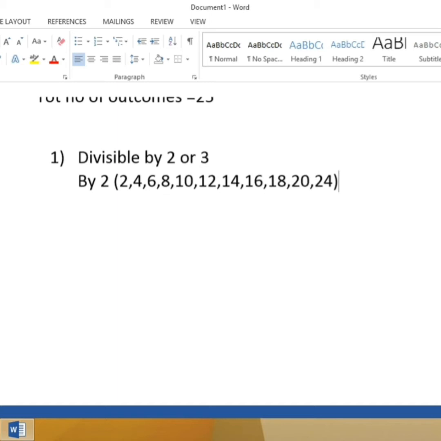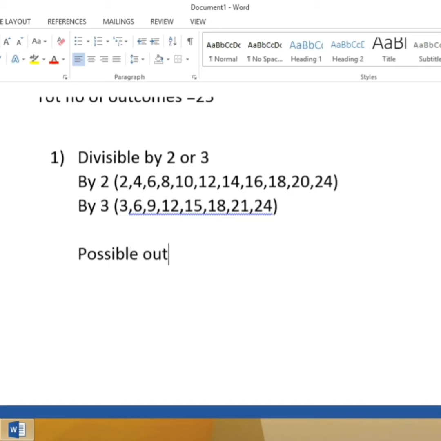Next, let's see what are divisible by 3. So multiples of 3 here: 3, 6, 9, 12, 15, 18, 21, 24. So up till 25, these are the possible outcomes.